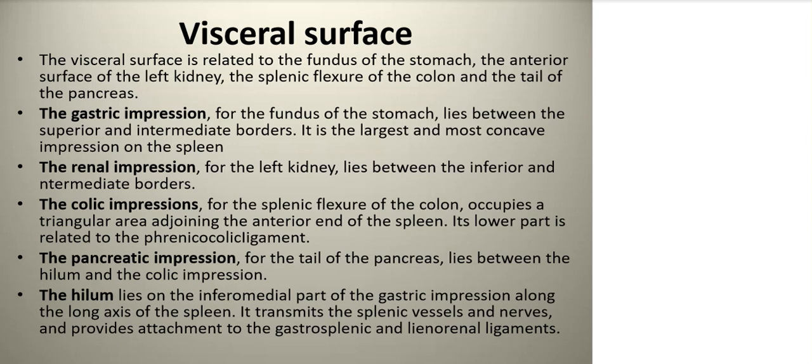The surface is related to the fundus of stomach, the anterior surface of left kidney, the splenic flexure of colon and the tail of pancreas. Because of this relation, some impressions are present on the spleen. The first impression is gastric impression because of the fundus of stomach. It lies between superior and intermediate border, and it is the largest and most concave impression of the spleen.